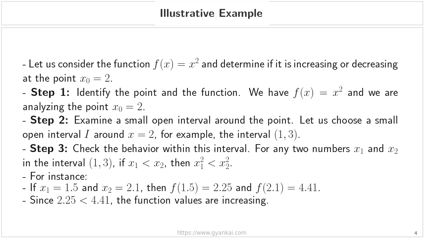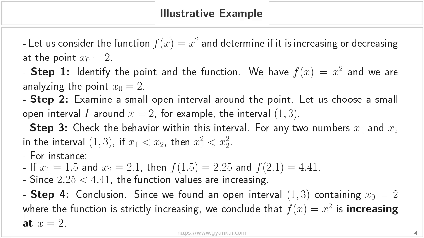To illustrate this, let us test some specific values. If we pick x1 as 1.5 and x2 as 2.1, we find that f of 1.5 equals 2.25, and f of 2.1 equals 4.41. Since 2.25 is less than 4.41, we can see that the function values are indeed increasing as we move from left to right.